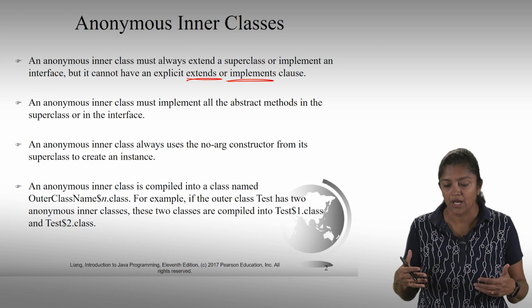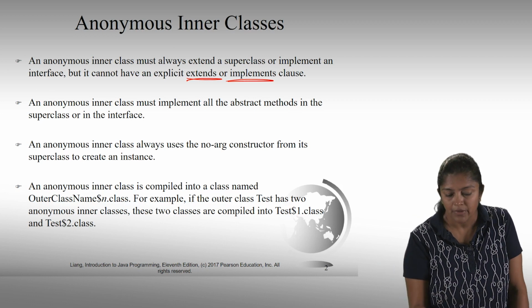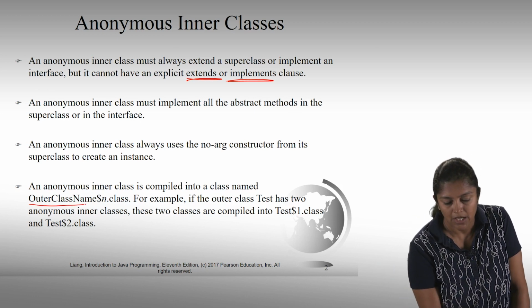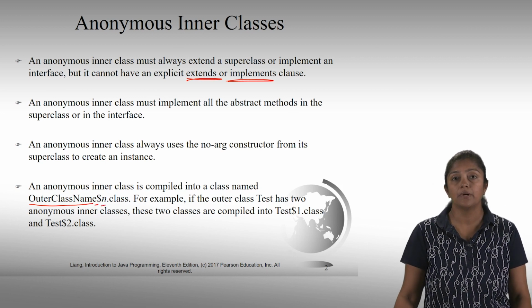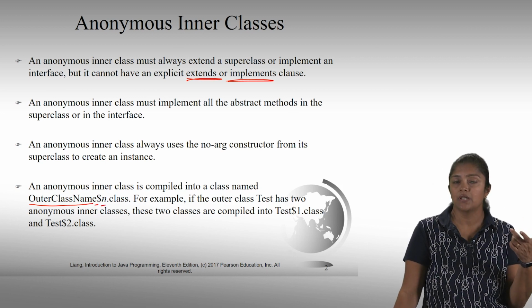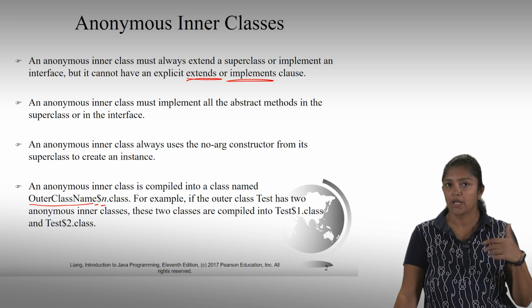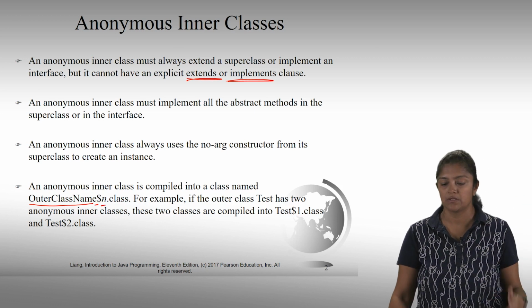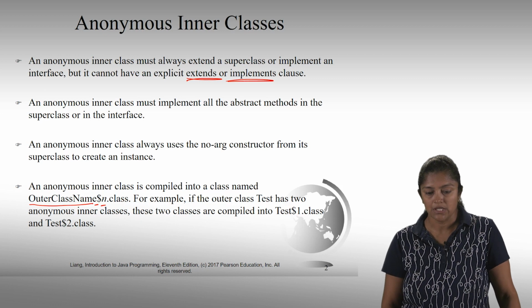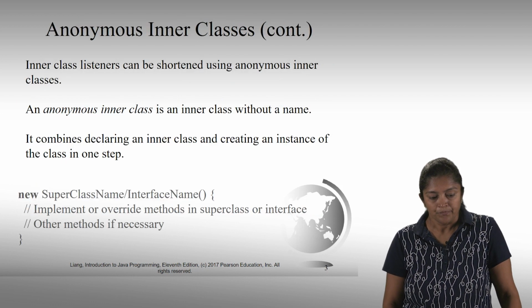compiled into a separate class, and because there is no name, it's basically going to use the outer class's name as a prefix, followed by a dollar symbol, followed by a number, the number being the first anonymous inner class gets 1, the second one gets 2, and the third one gets 3, and so on. So that's how the class files are generated.